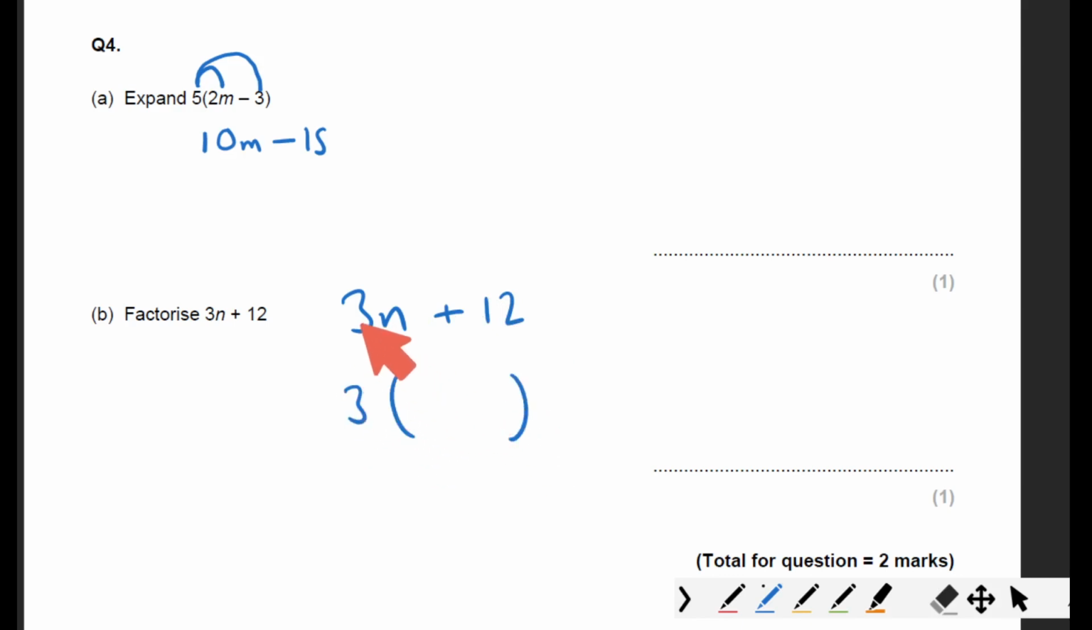3 times something to give me 3n. Well, it's just n, isn't it? 3 times n is 3n. And then 3 times something to give me 12. It's 4. So you can expand the bracket and check for yourself. All right, this has been factorized. There's no letters to factorize because it's just a single n there.